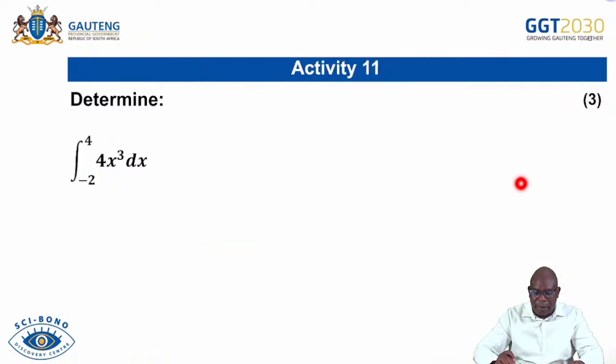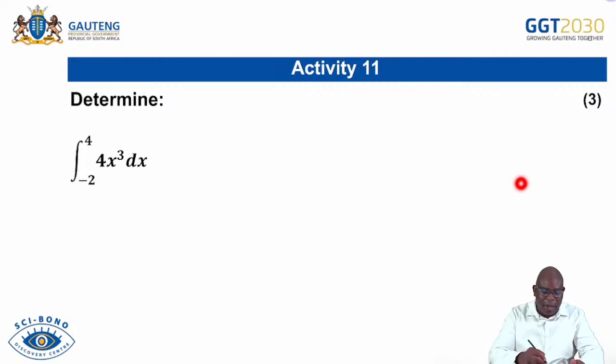Okay. The next one, upper limit 4, lower limit minus 2. What does this mean? It means that now we first substitute by 4, then we substitute by minus 2 after we have integrated that sum. So you cannot just substitute immediately there by 4 and by negative 2. That will be very wrong. Okay, right. Now we need to integrate first before we substitute.